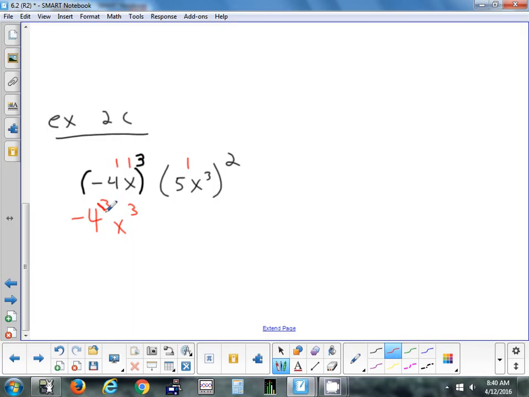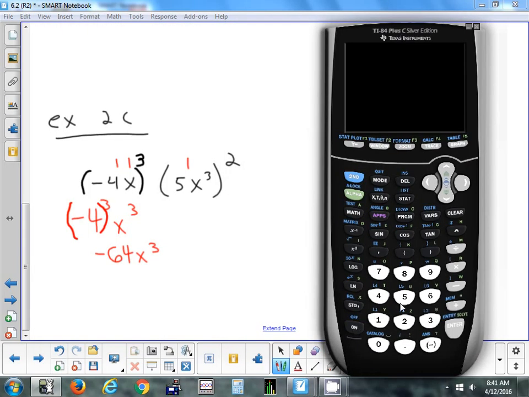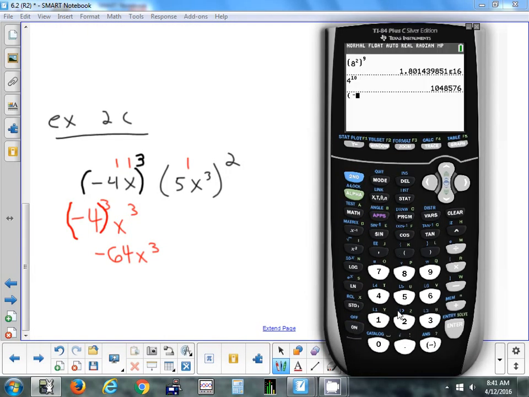Anything else there that I can further simplify? Logan? Negative 64. Yeah, negative 64, right? Negative base, odd exponent, answer's going to be negative. Negative 64, x 3. Again, how do you know it's 64? Because 4 times negative 4 times negative 4 comes up to negative 64. Negative 4 times negative 4 is 16. Times another negative 4 equals negative 64.